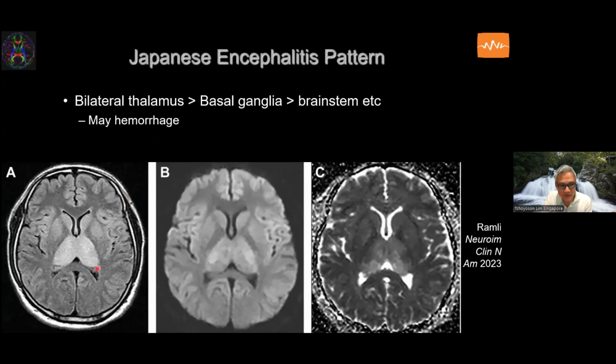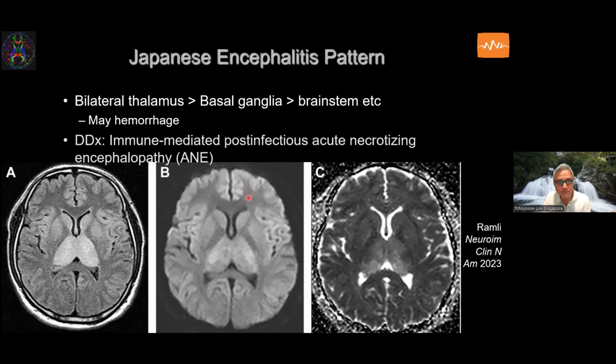Typical Japanese encephalitis involves the thalamus bilaterally on FLAIR, and here is the DWI, but it does not show restriction in diffusion. This is probably some degree of T2 shine through. On the SWI or gradient recalled echo, they may show some areas of hemorrhage susceptibility. It's important for us to distinguish this from an immune-mediated post-infectious ANE, which also confusingly affects the thalamus and can also hemorrhage.